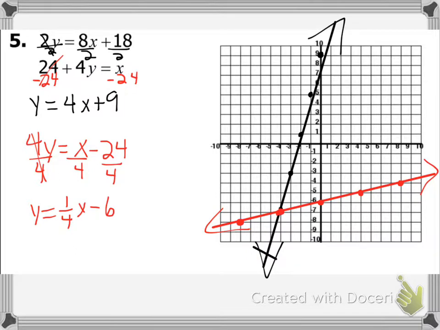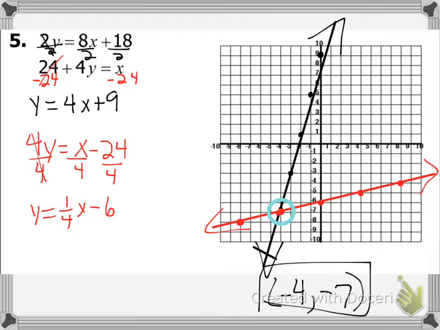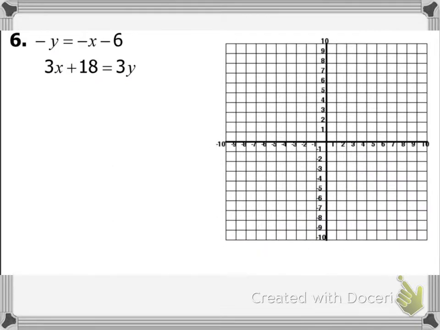So raise your hand if you can give me my solution. Negative 4, negative 7. Very good. Once again, the ordered pair where they are intersecting. Right there. Negative 4, negative 7. Questions on that? We got one more example. Can I move on to the last one? All right.